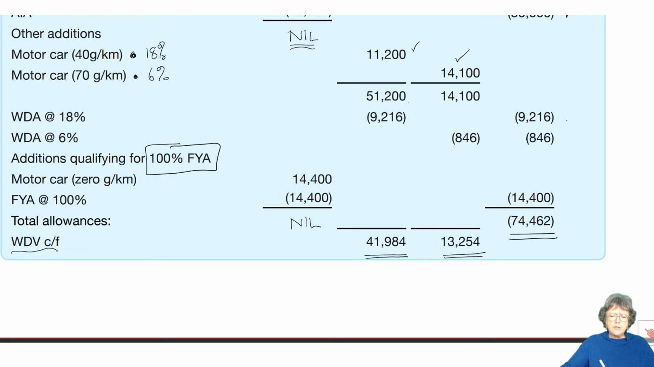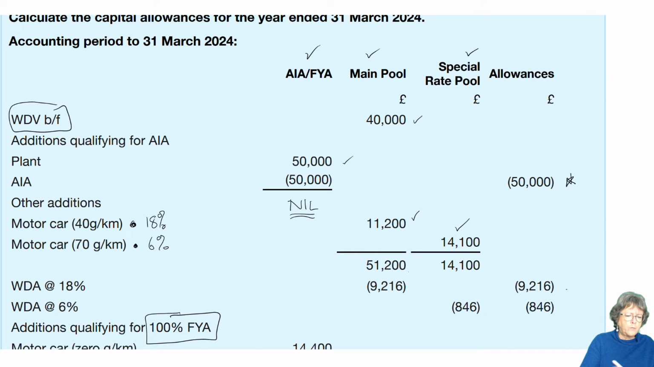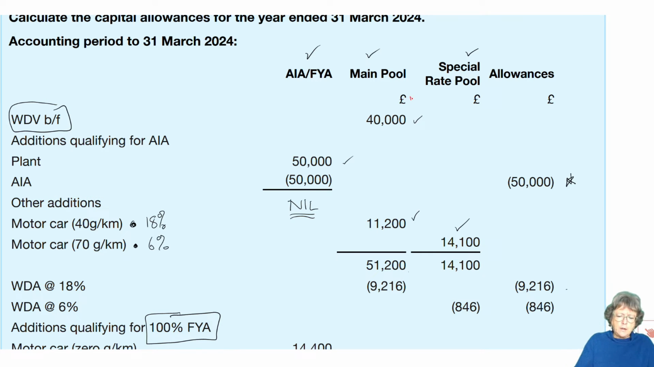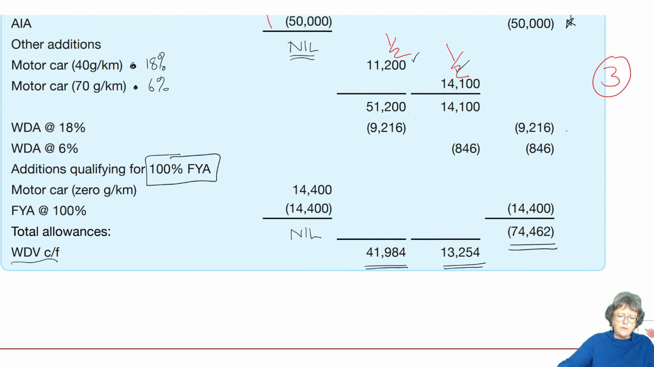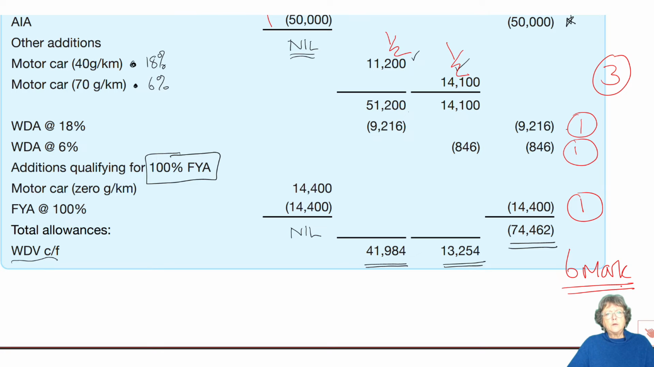I'll show you where the marks would be for this. If I change the colour of my pen to a nice red one. So you're going to get half for copying that, half for copying that, and you're going to get 1 mark for that. So what have we got? 1, 2, we've got 3 so far. Then you're going to get probably 1 for that, 1 for that, and 1 for that. So it's a 6 marker. It's the sort of thing that you're going to get lots of marks for.